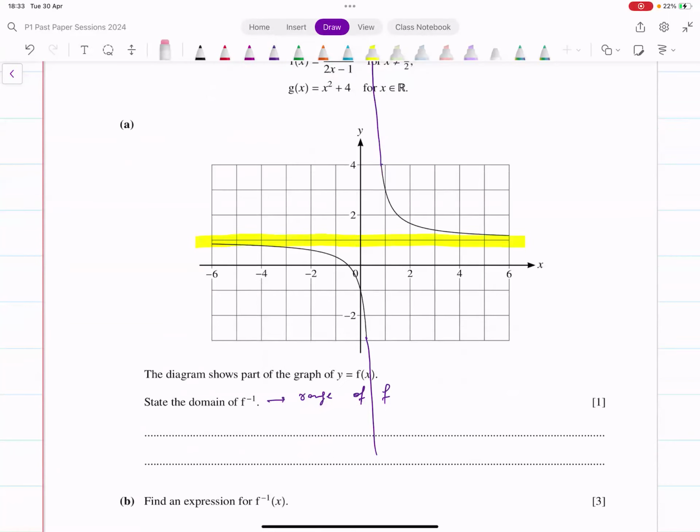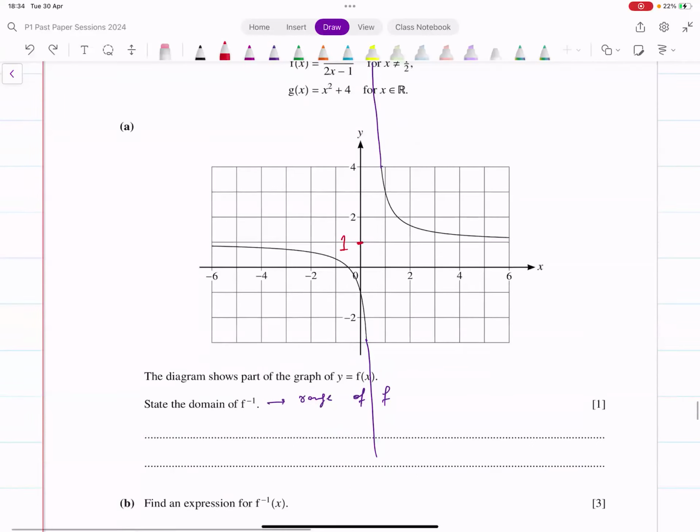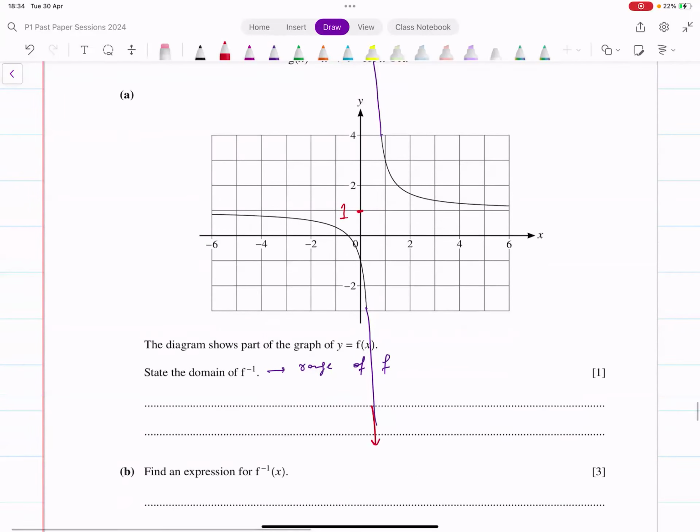This value, y can be anything except 1. You can't have a y value of 1 from this function. You can see that in the graph. Y is anything in the positive direction, going up to positive infinity. It can be anything in the downward direction, going up to negative infinity.